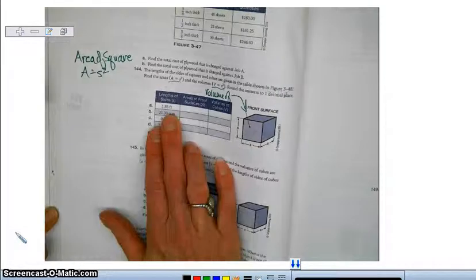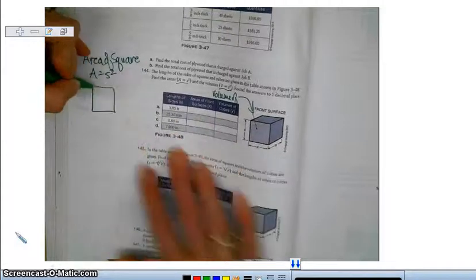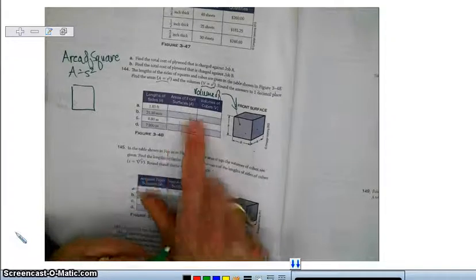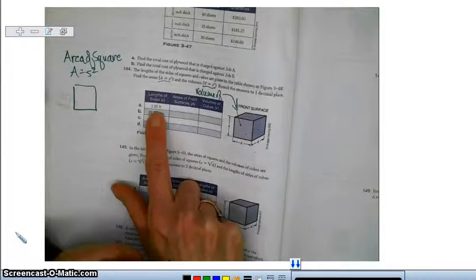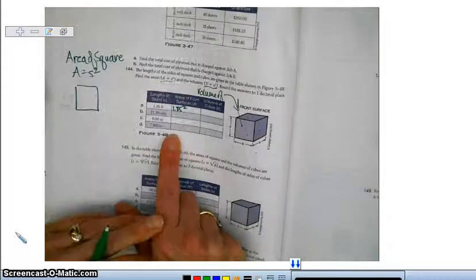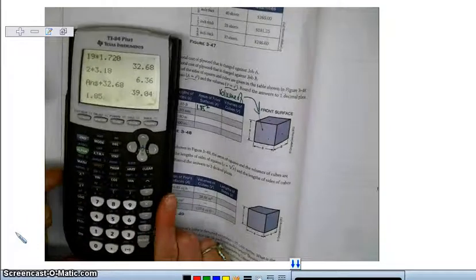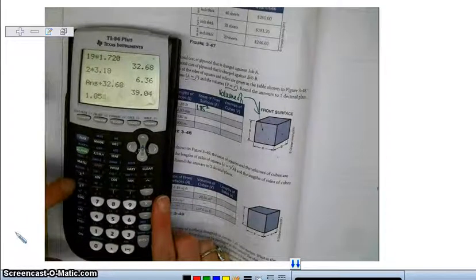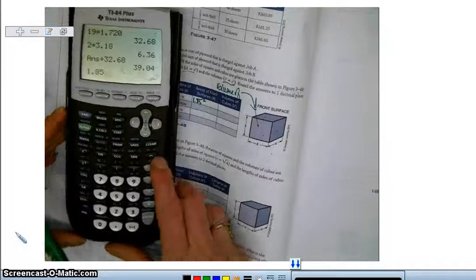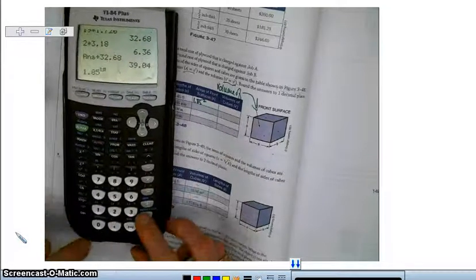Okay, so if I know the side length, for the area of the square, basically each side of this cube is a square. So the area of the front surface, if the side is 1.85, will be 1.85 squared. Okay, and then you're just going to punch that into your calculator. So 1.85, you may or may not have a squared button. The squared button is right here. If you have a caret button, you'd hit the caret button, and then 2, and then enter.